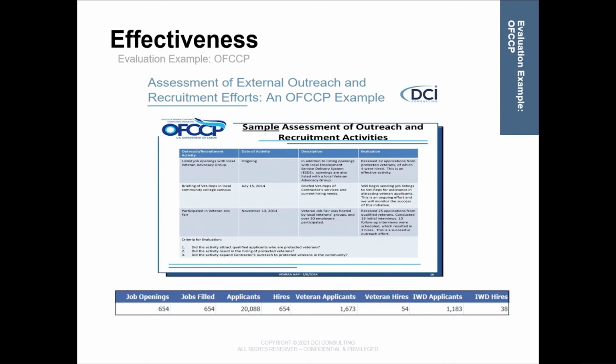So here is an example of measuring effectiveness from OFCCP. And what they have here in the middle of the slide is a template. On the far left is the outreach and recruitment activity, the date of the activity, description of the activity, and the evaluation. The criteria for evaluation, what they've pre-established to measure this effectiveness, is at the bottom, those 3 items.